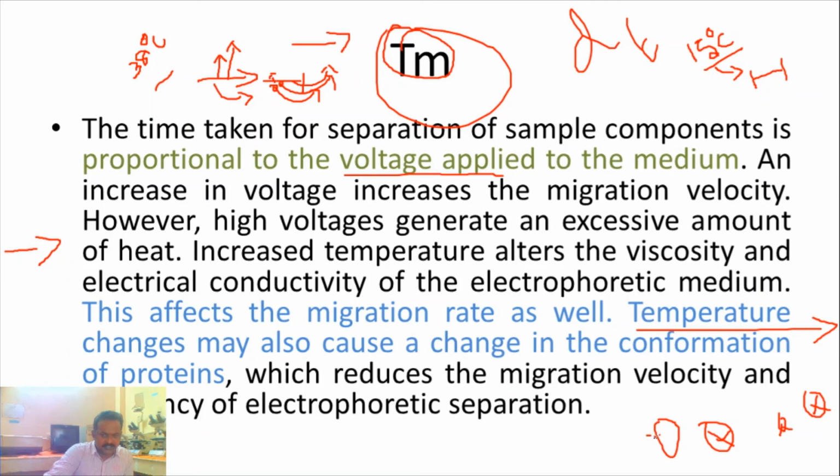If you place the lipid at low temperature, the lipid becomes solid, and at a particular temperature it melts. So temperature plays an important role in biomolecules. Please note, increased temperature will cause a change in the conformation of the protein. So we maintain the accurate temperature, especially 15 to 25 degrees centigrade.